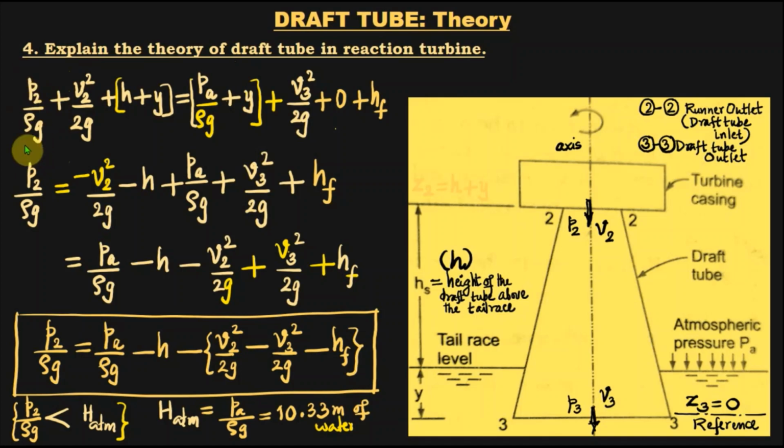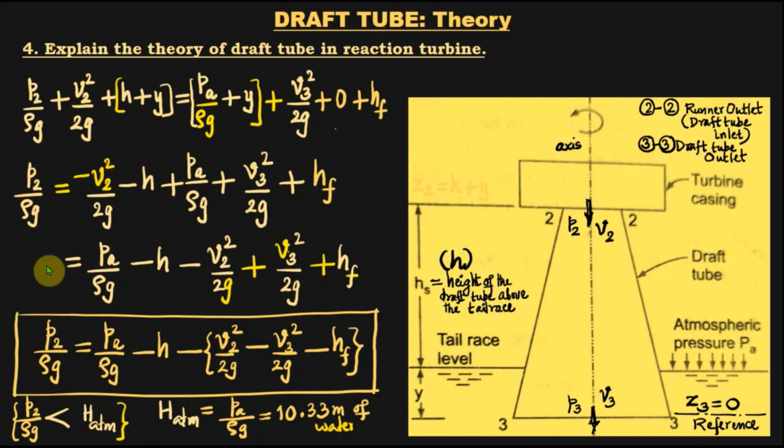So P2 by rho g is equal to, taking all the other terms to the right hand side, what we get is P2 by rho g is equal to minus V2 square by 2g. Now this plus h will become minus h, and Y is already cancelled. Then plus PA by rho g is already there on the right hand side, plus V3 square by 2g plus HF. And now we will do proper grouping.